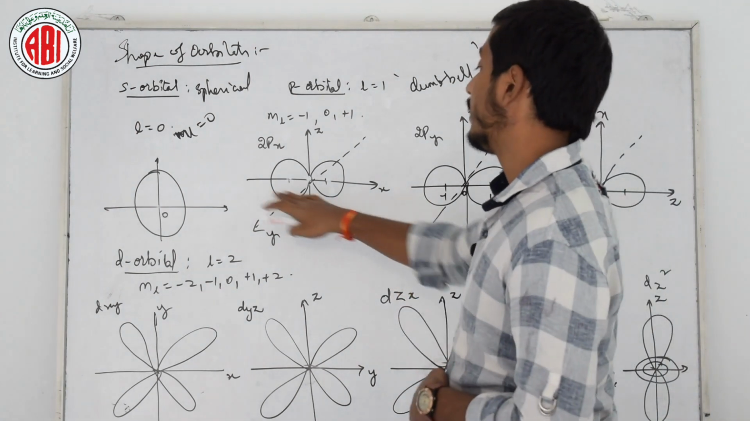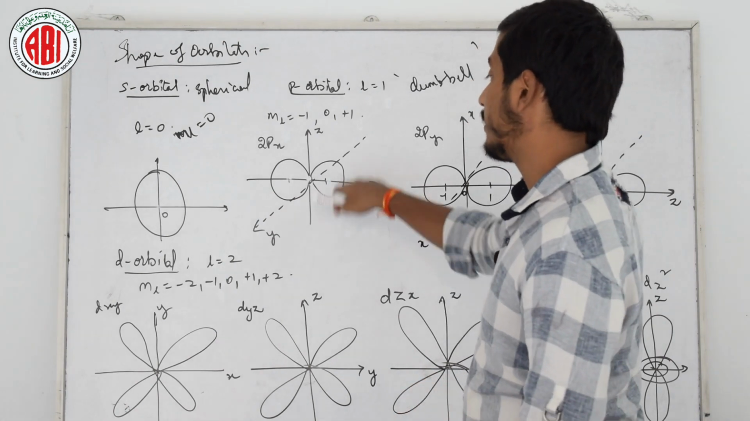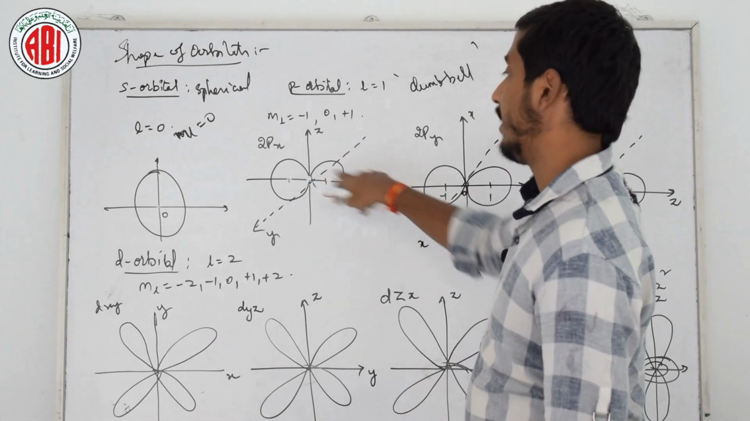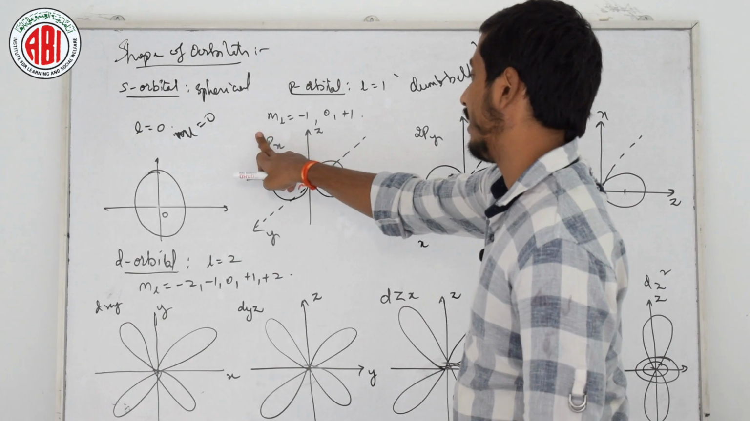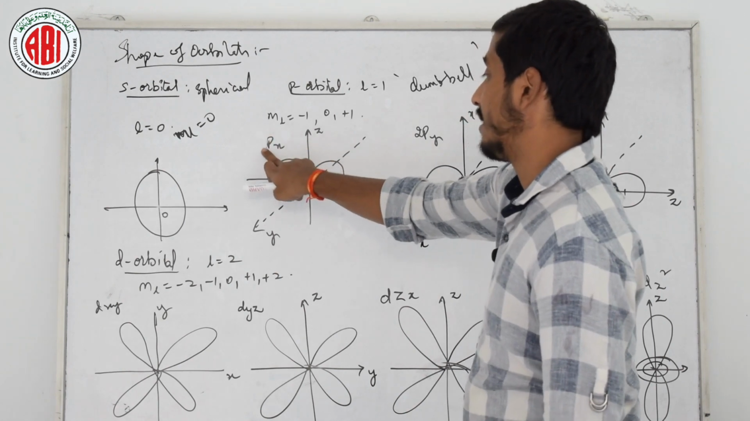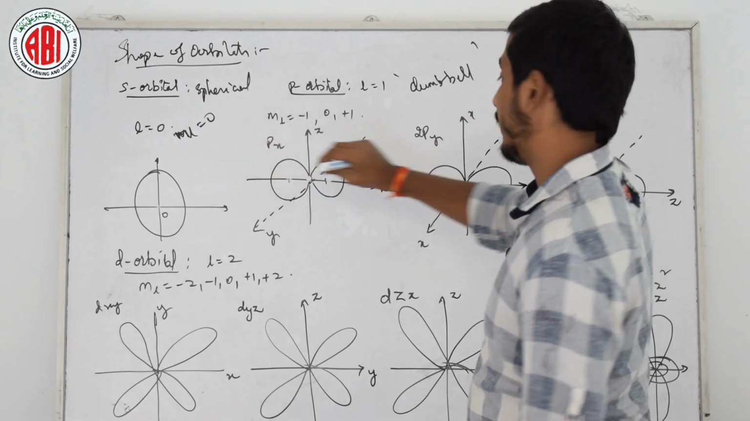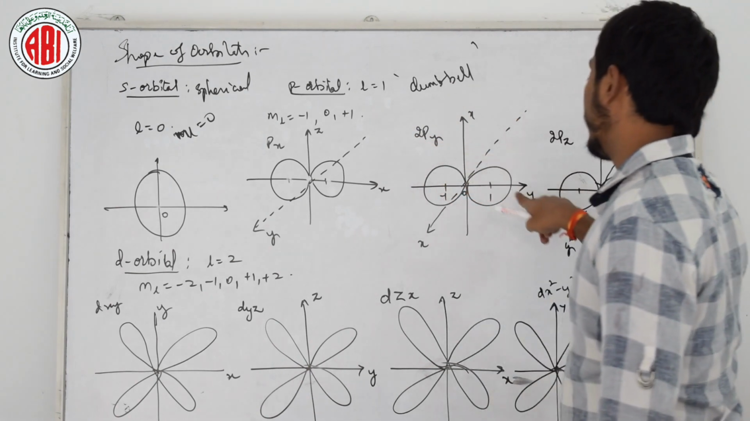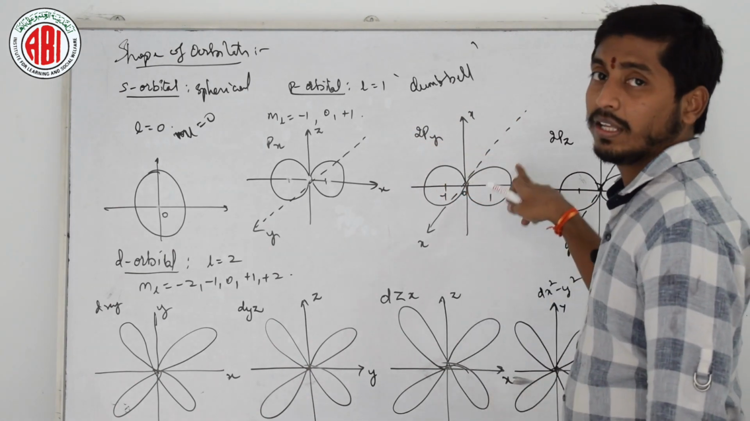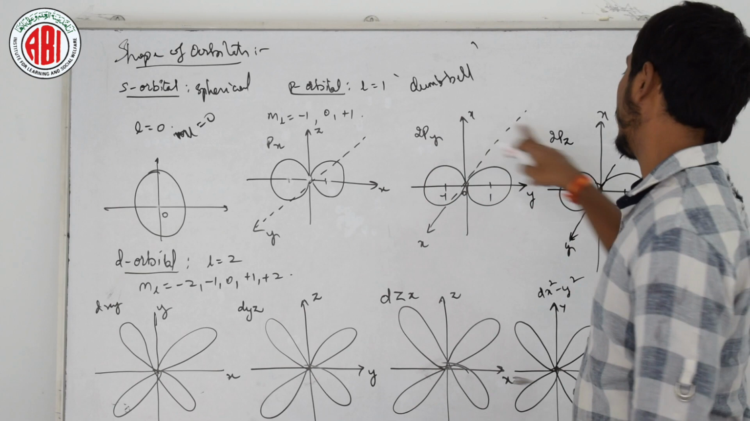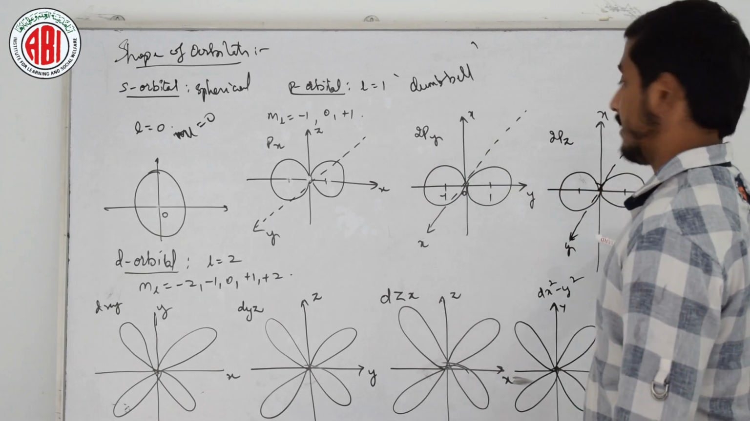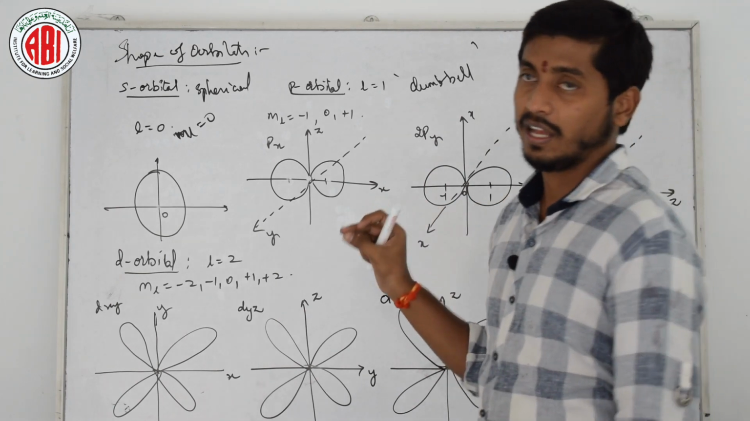Now see here, this is one orbital, that is, it is along the x axis. We define it as px or simply 2px, since the p starts from here. Here also it starts, it is along the y axis, therefore it is 2py, and here it is 2pz, since it is along the z axis.